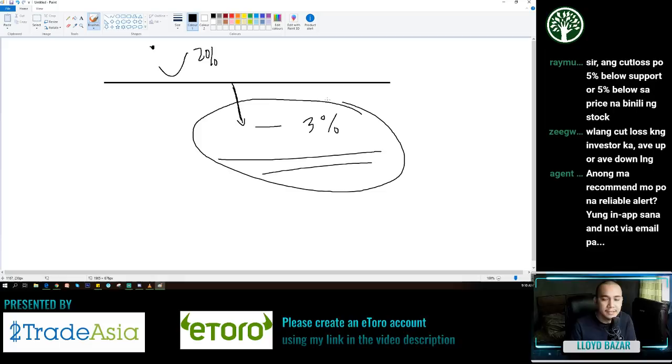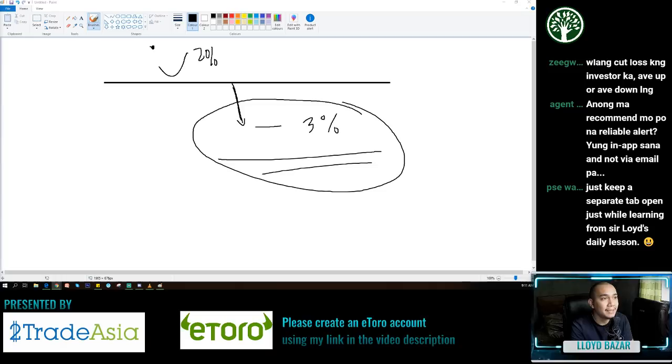Anong ma-recommend mo na reliable alert, yung in-app sana, not via email pa? Yes, ang meron yan ngayon si Investagrams pa, right? Dati meron si Chupetot pero nag-down sila, so nawala. So Investagrams ngayon may bayad, right? I know someone who's making this right now. So anytime in the future, abangan nyo po, may gumagawa po ng ganyan. Talking to some people, sabi nila, ano kailangan ng mga traders, Sir Lloyd? Ito yung kailangan talaga ng mga traders. So someone is creating that for free in the future. So abangan nyo po yan, right?